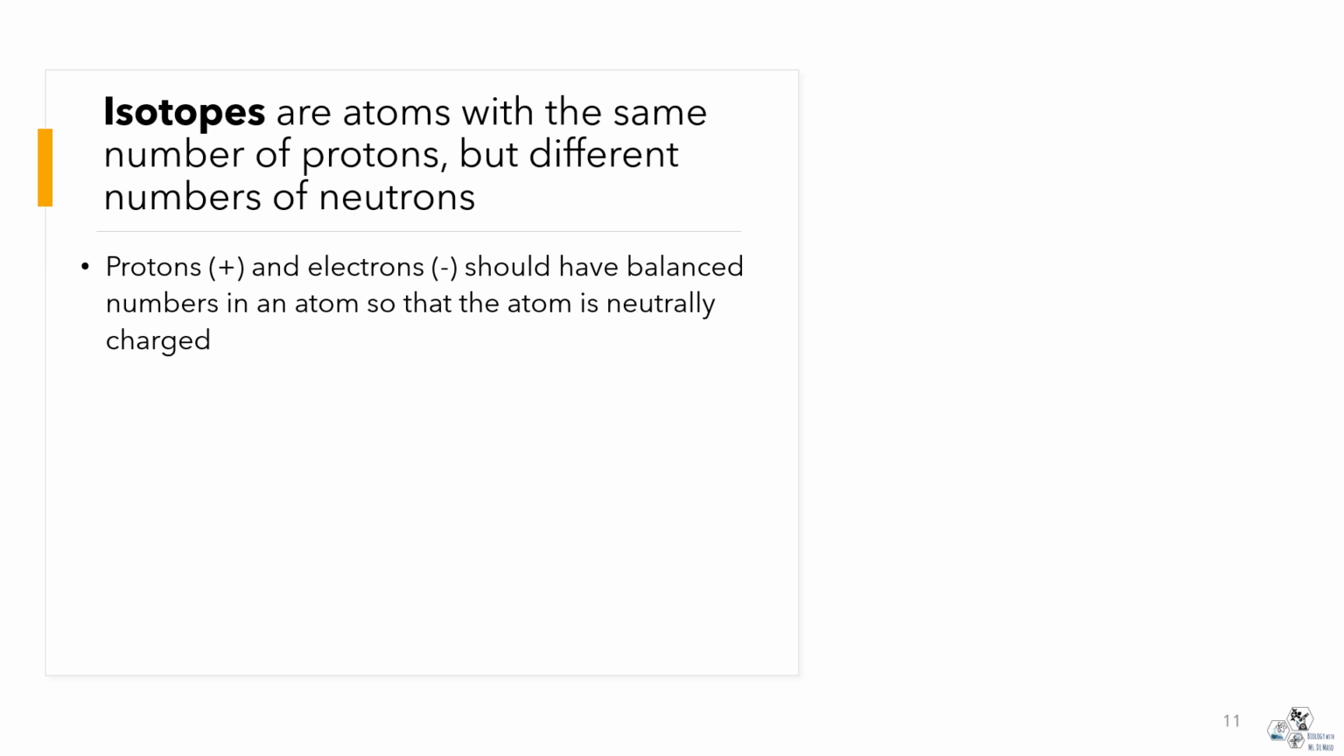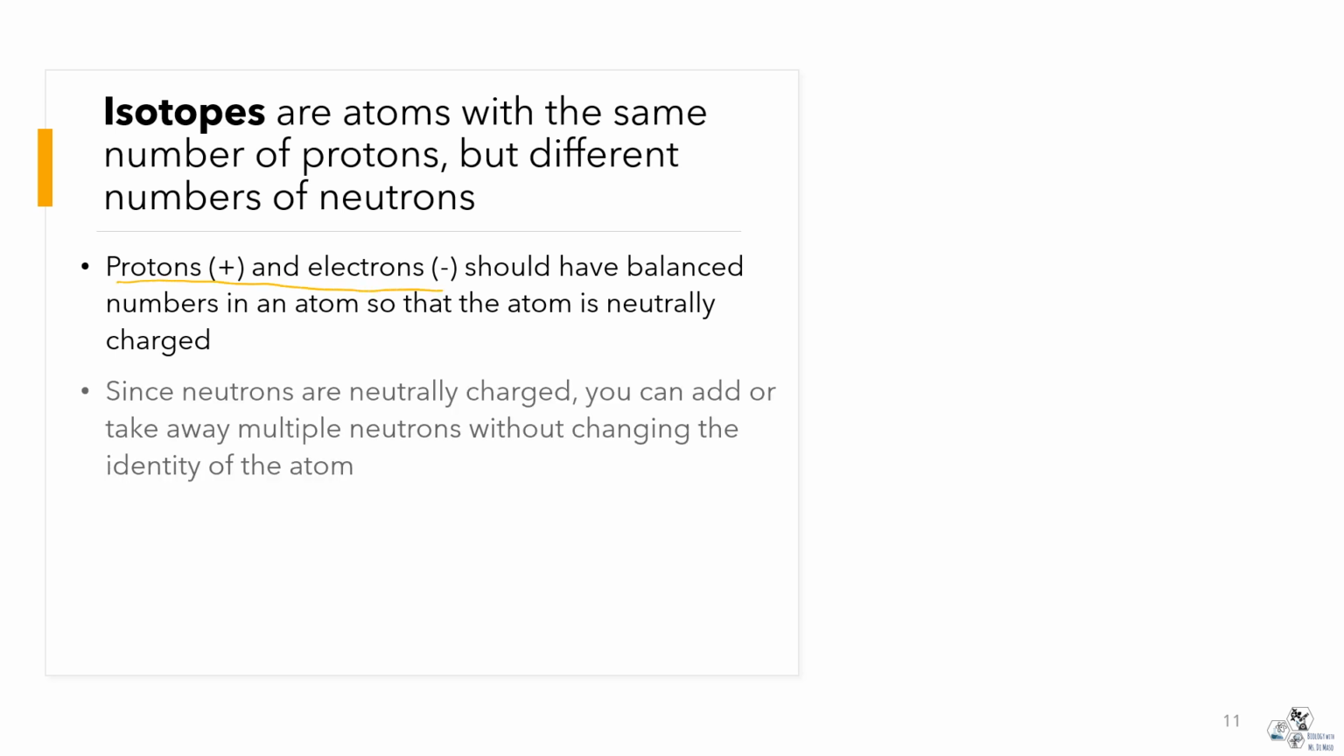However, their nuclei can contain two different numbers of neutrons. Remember, these are neutral, so they don't add or change the charge at all if we add or subtract them. So the protons and electrons, the positive and negative, should be balanced the whole time, but the neutrons, we can kind of mess around with their numbers a little bit. Now, it doesn't change the identity of the atom. We're still going to be dealing with a hydrogen or a carbon. However, that carbon may have slightly different properties than other carbons that have different numbers of neutrons.